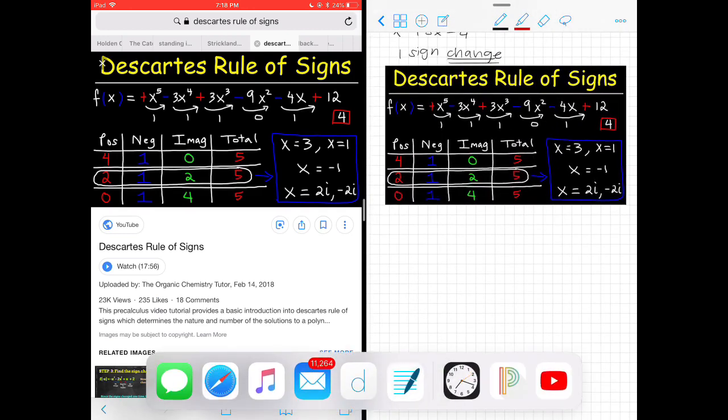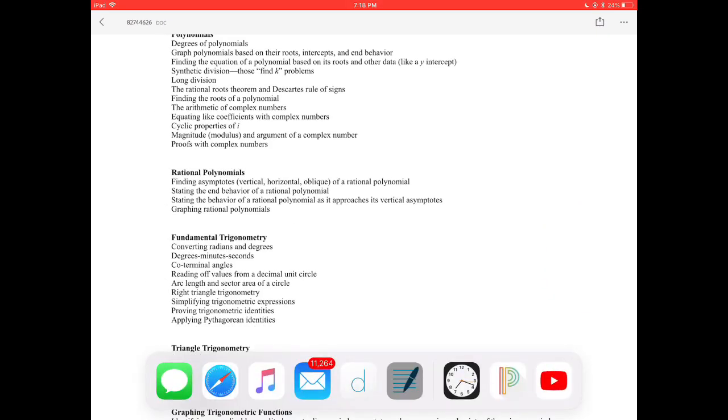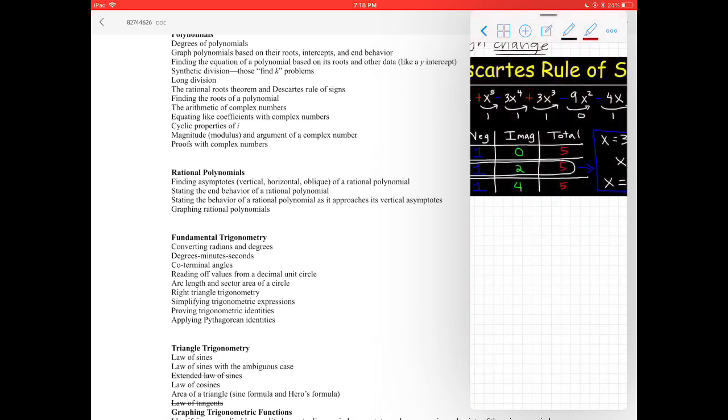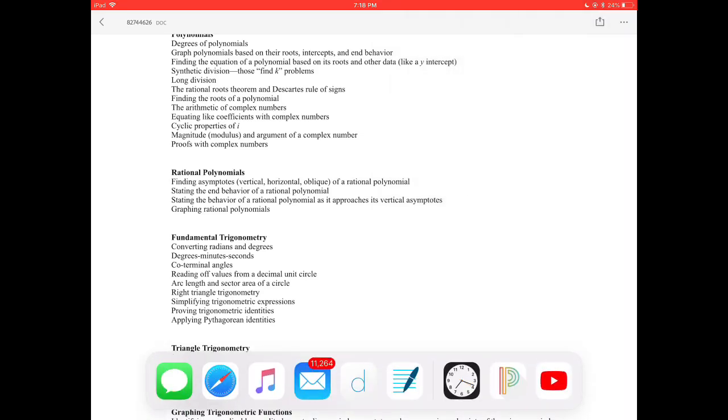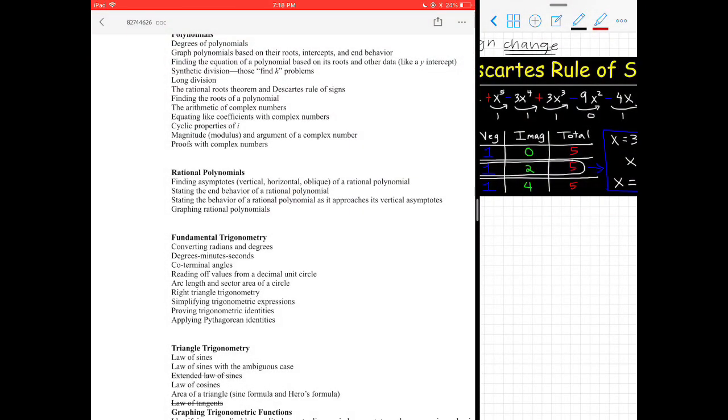So I personally think that this is a very good picture that describes Descartes' rule of signs, so I would check that picture out if you guys have any questions on it. I'm going to go ahead and skip over the rational roots theorem because I don't want to confuse any of you guys. If you're having a hard time with that, I'd recommend reading over that section of the textbook and making sure that you understand what that is.